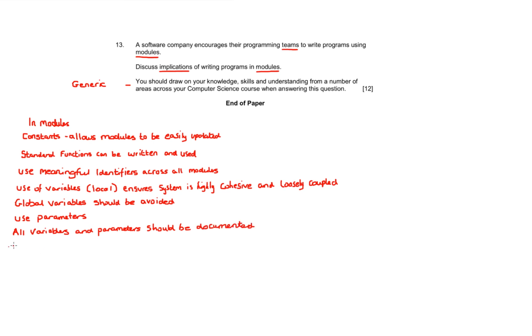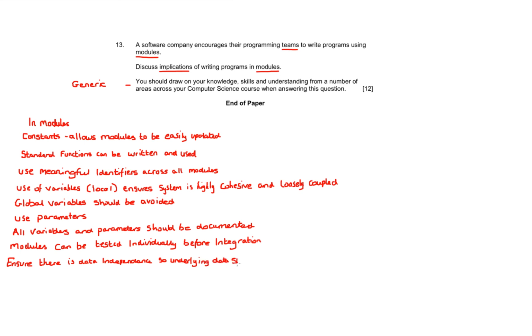We can also use parameters during modularity to pass data across different procedures and functions, and all variables and parameters should be documented. Modules can be tested individually before integration, and this means that the people working on the modules can also test them. And finally, we have the benefit of data independence, and this means that underlying data structures can be altered without affecting existing modules, so everything is kind of standalone.